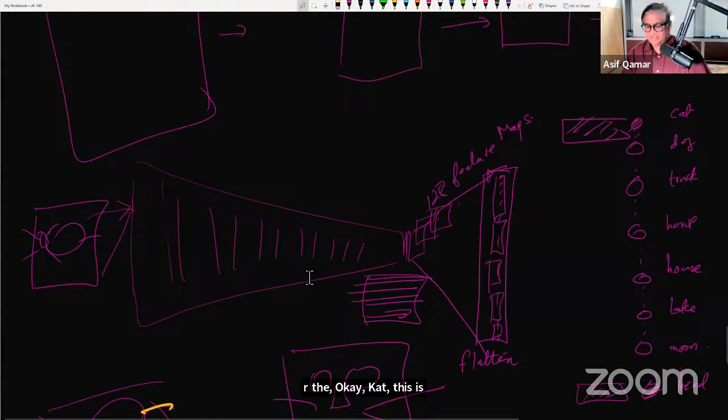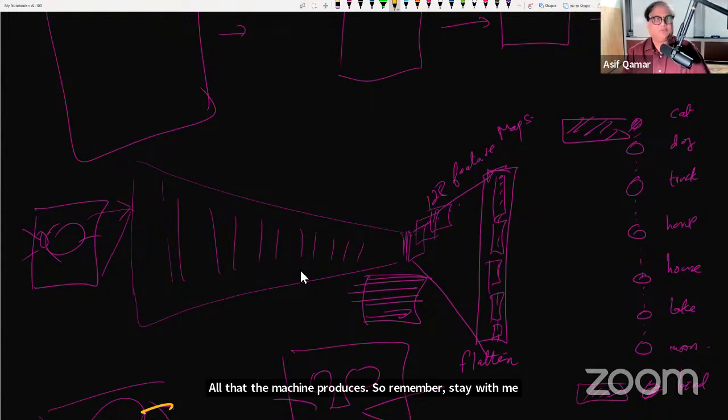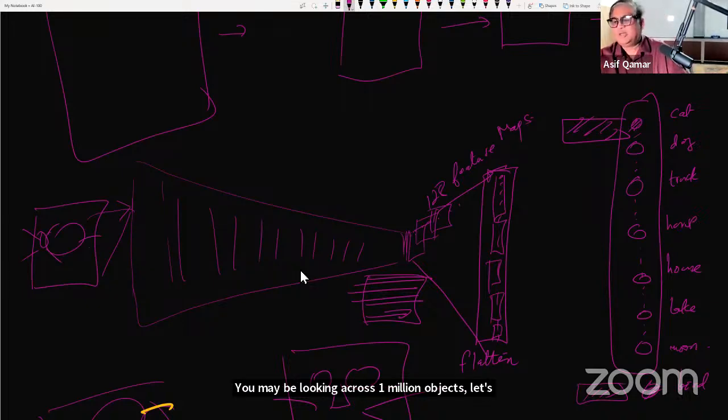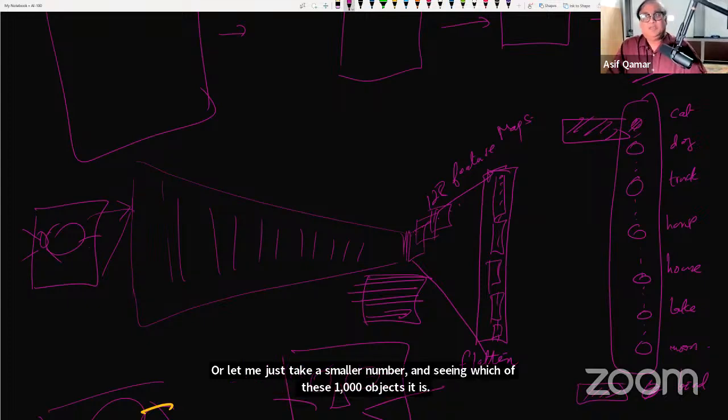So remember, stay with me in the journey. Once you flatten the image, you can theoretically feed it into a softmax, isn't it? But your softmax vocabulary, you determine what size of vocabulary or how many classes there are. You may be looking across 1 million objects, or let me take a smaller number, 1,000 objects, and saying which of these 1,000 objects it is. That's a classifier. Remember, you have to tell which of the possibilities you are looking at.